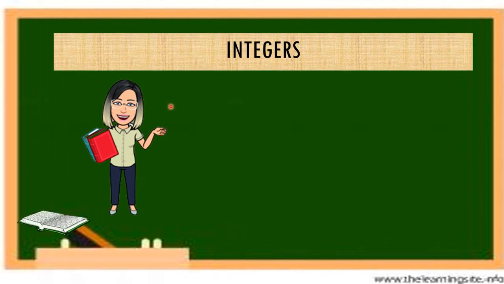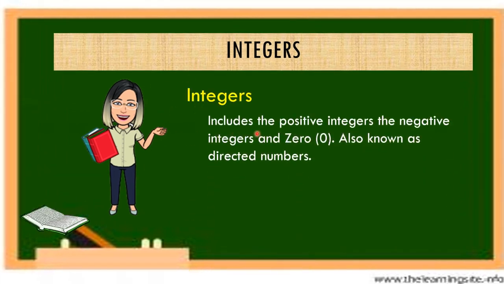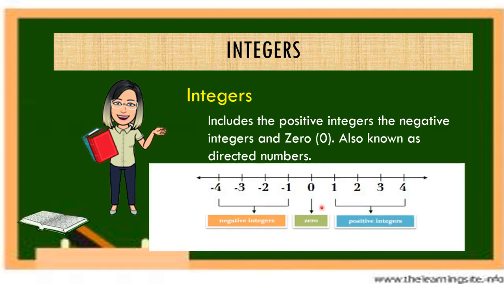So we have integers. Integers include the positive integers, the negative integers, and zero, also known as directed numbers. In other books, they use the word signed numbers. So we have our number line. This is 0. These are the positive integers to the right of 0. And we don't need to write positive. If a number doesn't have a sign, it is understood that the number is positive.